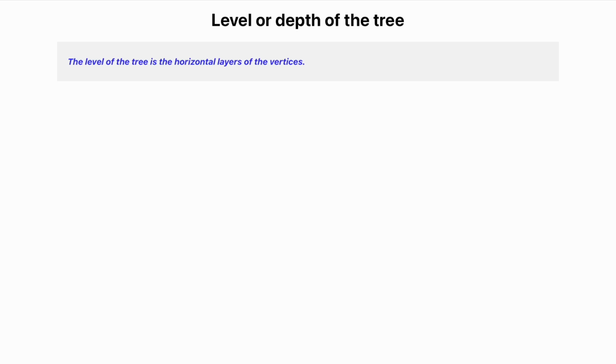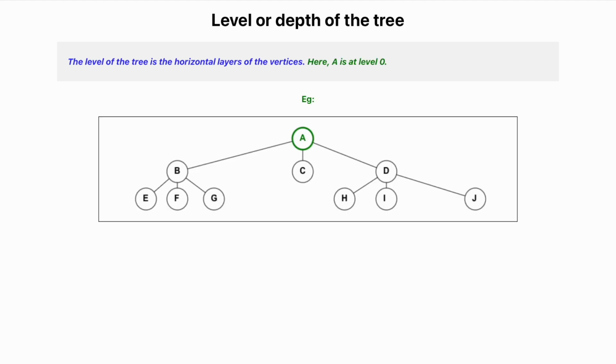Level. The level of the tree is the horizontal layers of the vertices. The depth or level of the node is the length of the path to its root. Thus, the root node has depth 0. In this example, a tree rooted at vertex A, the root node is at level 0. Vertices B, C, and D are at level 1. Vertices E, F, G, H, I, and J are at level 2.